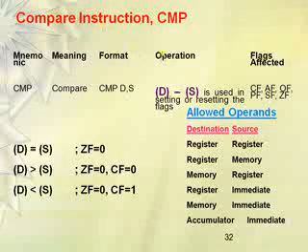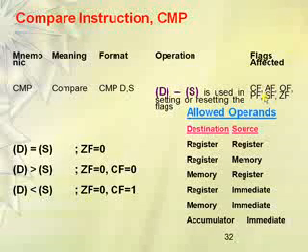Now we have a compare instruction. It performs the comparison operation between D and S, that is source and destination. But what is that comparison operation internally? It performs subtraction between D and S, that is S is subtracted from D. The result will not be stored in any of these operands, but the result is going to affect these flags.